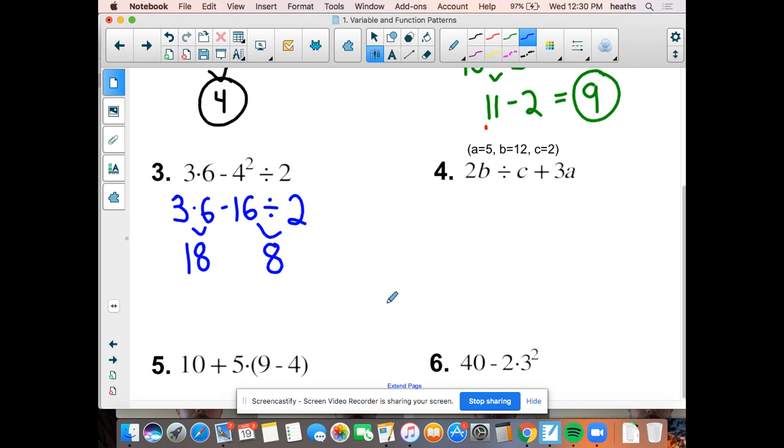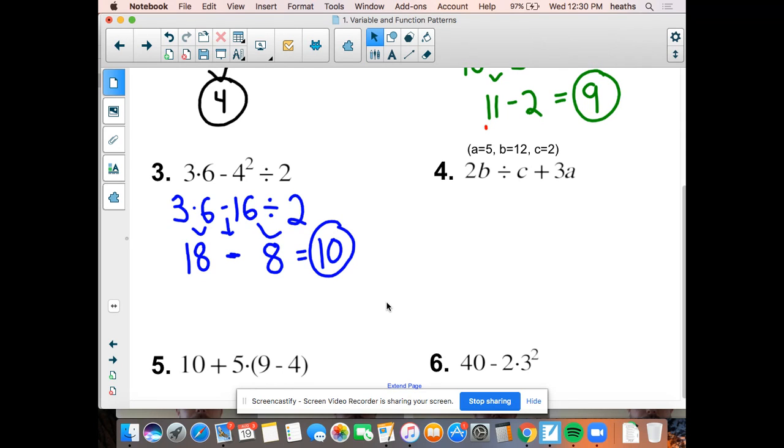And then we can't forget about our subtraction. We need to drop that down. So 18 minus 8 is what we're left with. The last steps in our order of operations are addition and subtraction. Obviously, there's no addition here, but there is subtraction. 18 minus 8 is going to give you 10. So your final answer for number 3 would be 10.